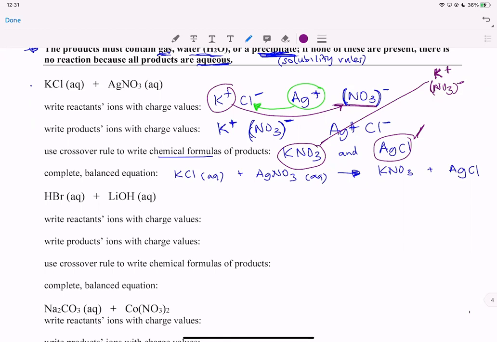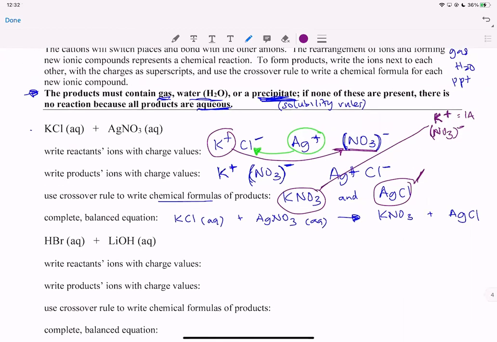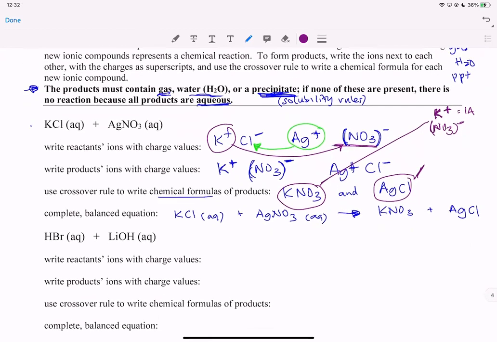So this is K plus, which is in family 1A. Those are soluble. So this is also NO3 minus. That's nitrate, and nitrates are, both of these are rule 1, which says that they're soluble. Okay, so I can add the physical state AQ after the KNO3.